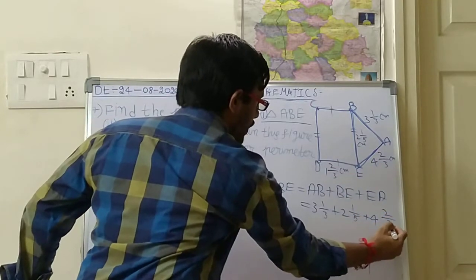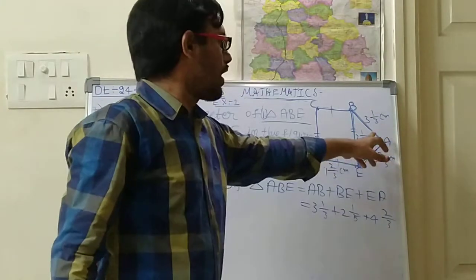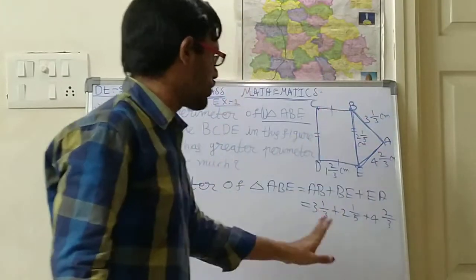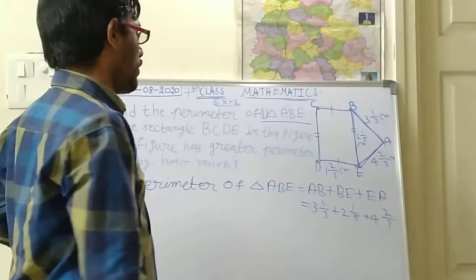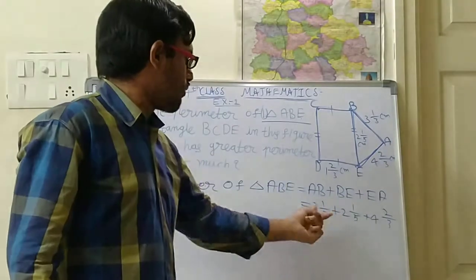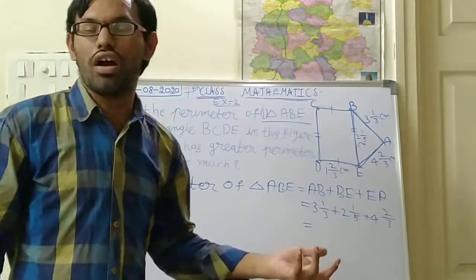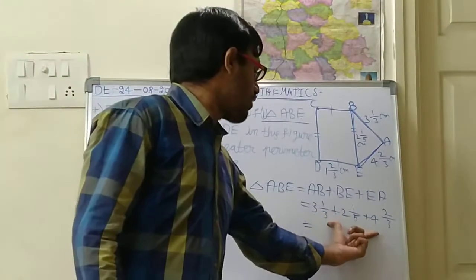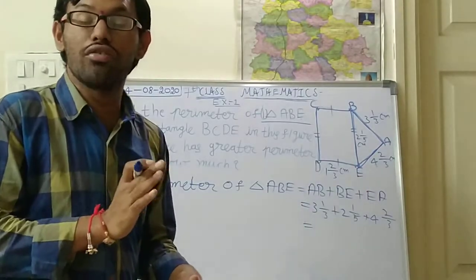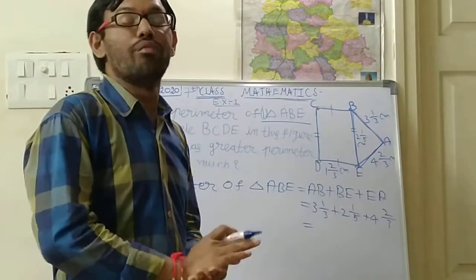All three values are in the same unit, centimeter, so there is no need to change the units. These numbers are mixed fractions, and in mixed fractions you can't add directly. So you should convert these mixed fractions into improper fractions.